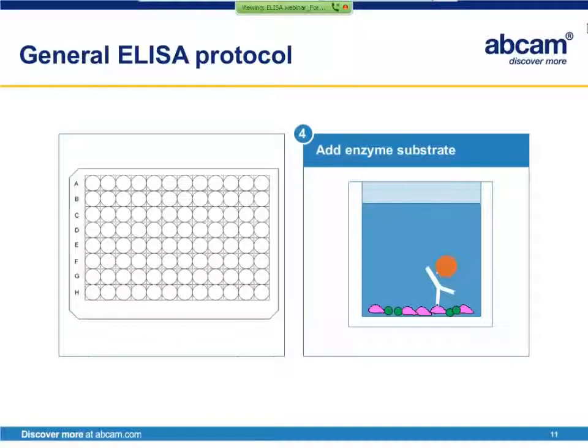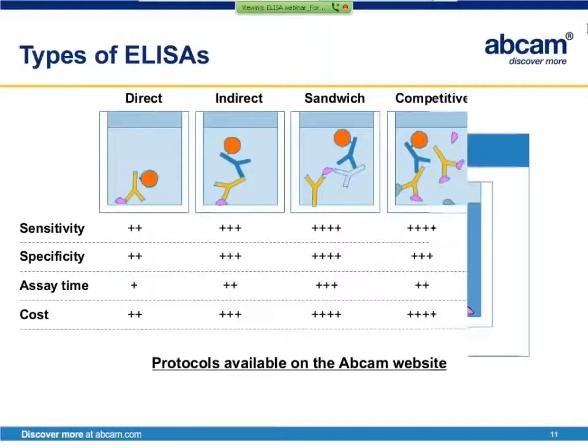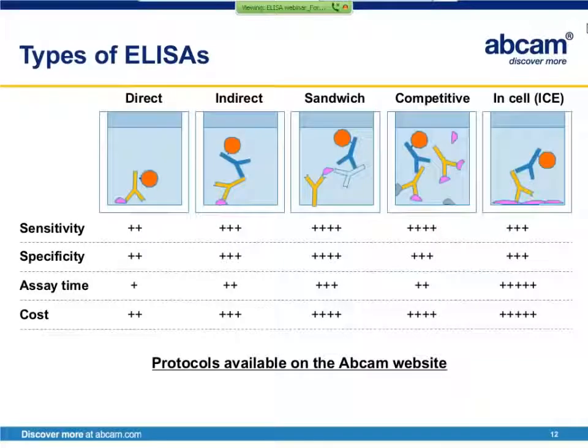Step 4, add enzyme substrate, and you can see the well turn blue, representing the colorimetric product one would see in the microtiter plate well. Magnitude of color production is subsequently determined by absorbance readings via a spectrophotometer. All ELISA assays make use of the same basic principles.